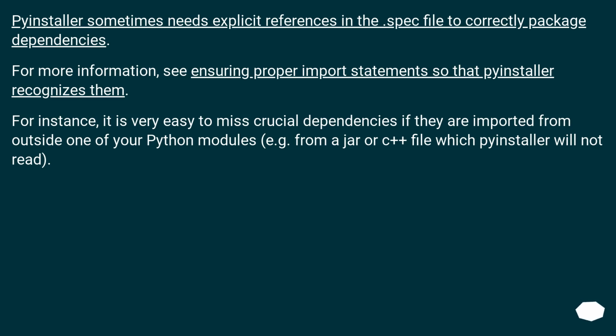PyInstaller sometimes needs explicit references in the spec file to correctly package dependencies. For more information, see ensuring proper import statements so that PyInstaller recognizes them. For instance, it is very easy to miss crucial dependencies if they are imported from outside one of your Python modules, for example from a jar or C++ file which PyInstaller will not read.